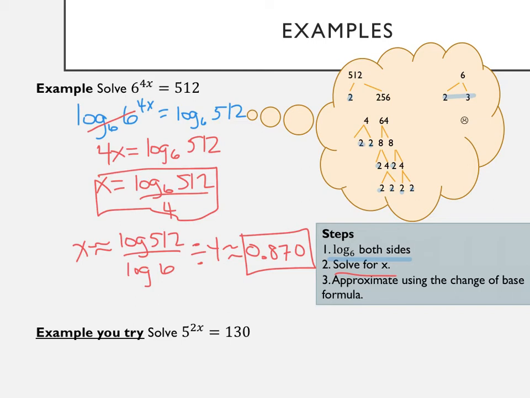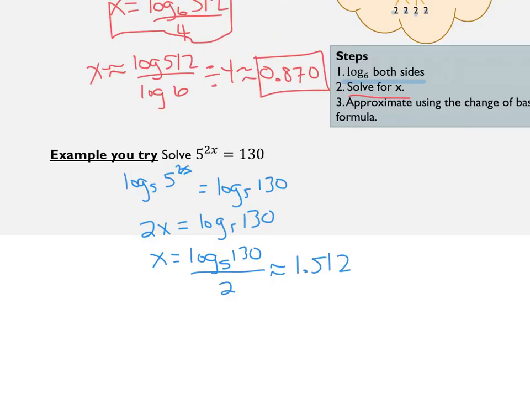Okay, so now what I would like you to do is to try the example you try. And hopefully in your final answer, you do get x equals log base 5 of 130 divided by 2. When you type that into a calculator, you should have log of 130 divided by log 5, push enter, and then push divide by 2.